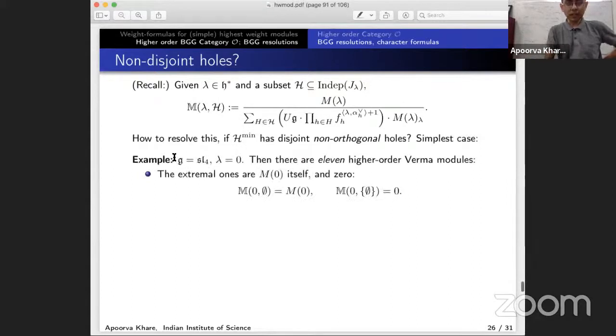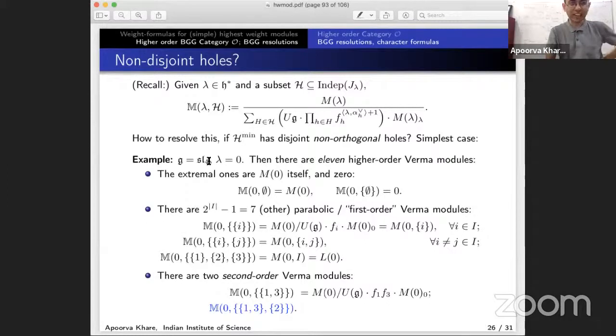So the simplest case again, let me remind you of all the higher order ones. I wrote this down for some time, but when lambda is 0 and G is SL4, then there are lots of higher order Verma modules. The extremal ones are M0 itself and 0. When you don't quotient by anything, or when you quotient by the empty hole, which means you quotient by the empty product times M lambda, which means 1 times M lambda. If you quotient by 1, you get 0. Okay, then there are the remaining 7 other first order parabolic Verma modules, which we wrote down. There are 2 second orders. So this is the one that we resolved because there's only one hole.